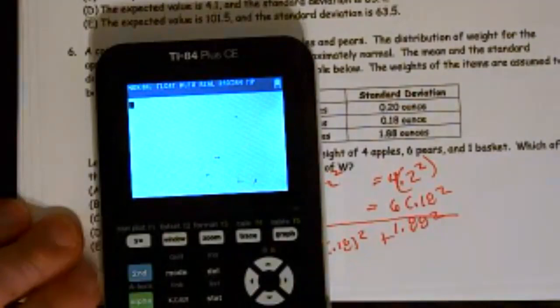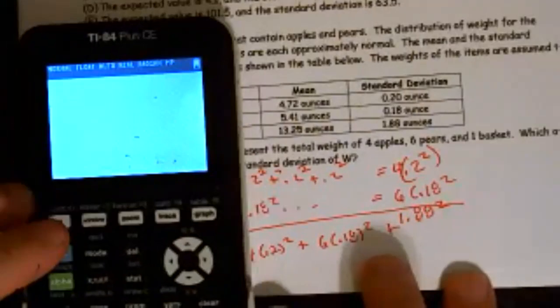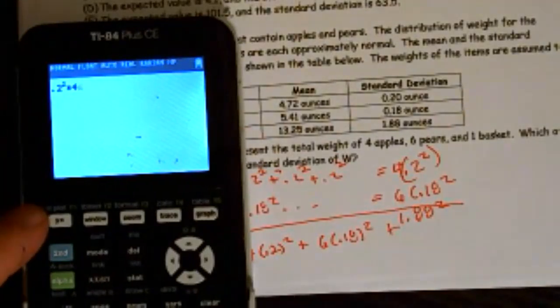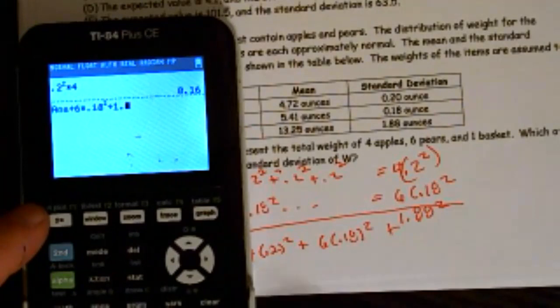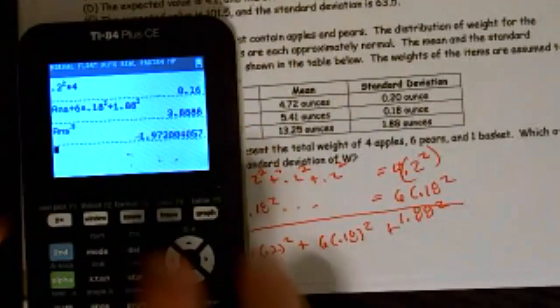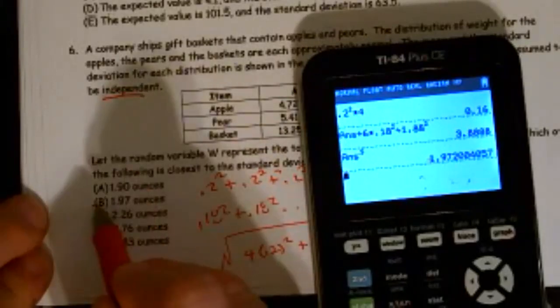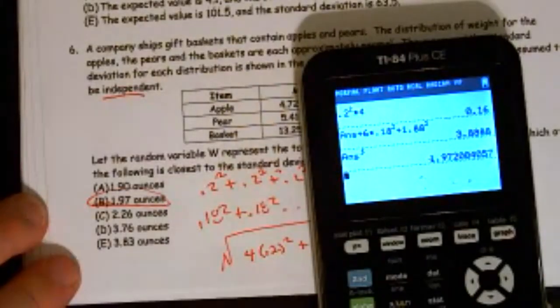So here we go. Hope I do it right. 0.2 squared times 4 plus 6 times 0.18 squared plus 1.88 squared. And then I take the square root of that. And I end up getting 1.97. And that's my answer. All right, I'm going to pause this for a moment so people can make comments and we can go over any questions that you all may have.